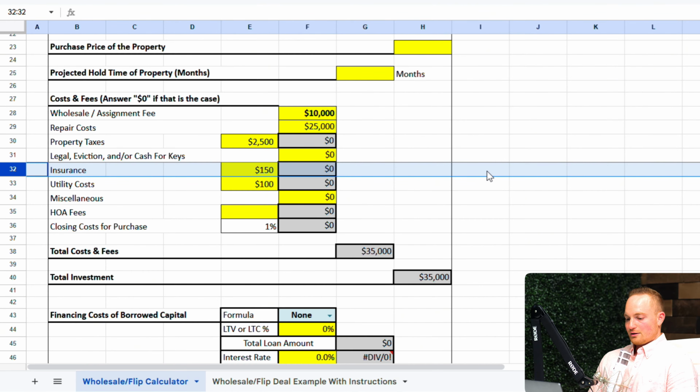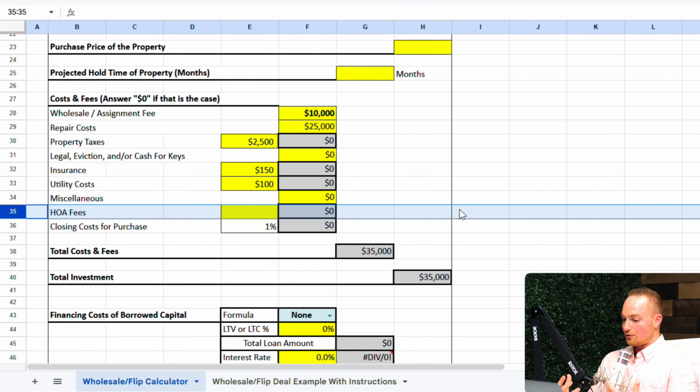Utilities costs. Cool. So the next line is HOA fees. Most properties are not in an HOA, but a lot of them are. This is like condos, townhouses, or if your single family home is in a gated community, for example, or even not a gated community, just in a homeowners association, there are monthly fees. Sometimes they're quarterly fees. So you would put the monthly fee in this box.